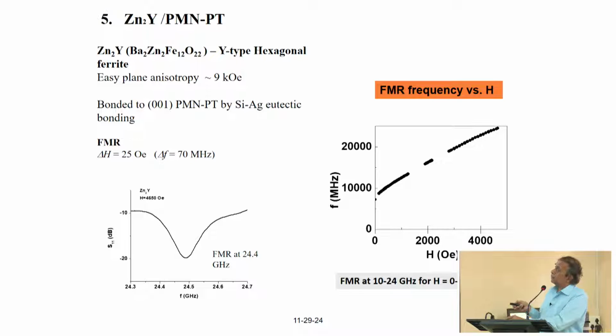Now, this is zinc W-type hexagonal ferrite bonded to PMN-PT, and this can work at much higher frequency, as high as 24 gigahertz, and in this case we are able to achieve tuning by about 25 Oersted, and so it has the right characteristics for devices operating at a much higher frequency than the frequency range one would use for EFG based devices.